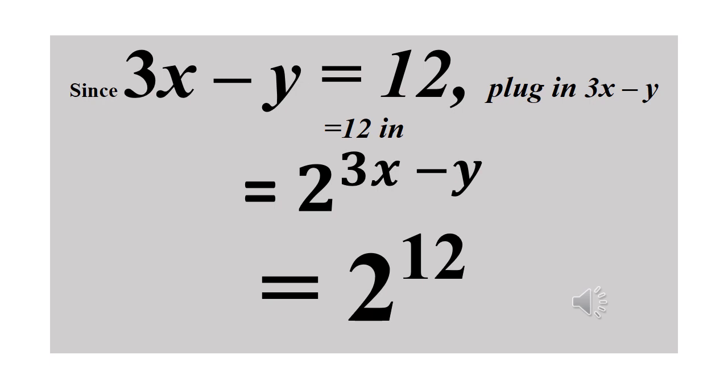Now since 3x minus y according to the question equals 12, and we have 3x minus y as the exponent here on 2 as the base, we can plug in that 3x minus y equals 12. We replace 3x minus y with 12. So instead of 2 raised to power 3x minus y, we have 2 raised to power 12 now.